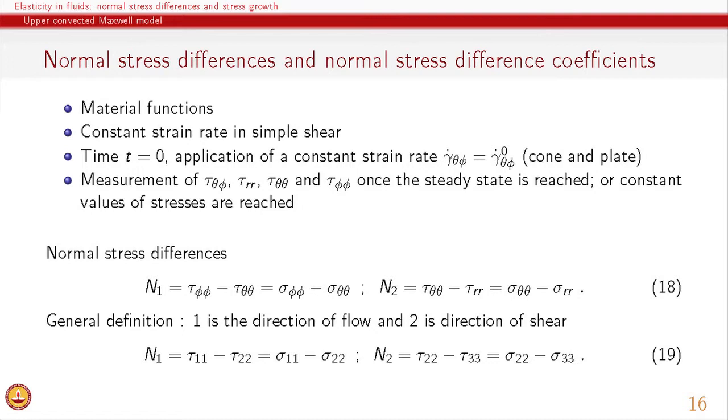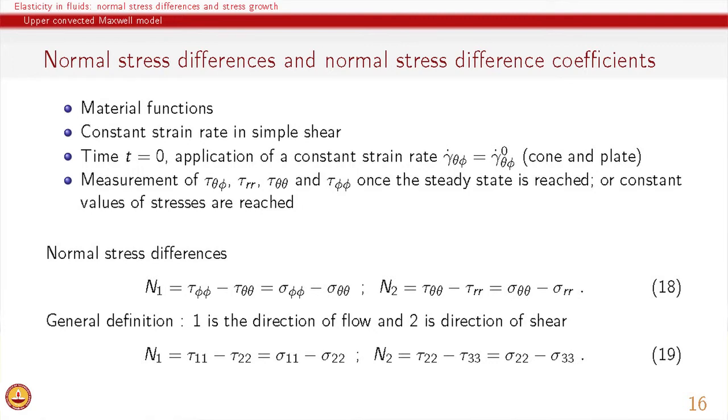So, therefore, N1 is defined as tau 11 minus tau 22, or sigma 11 minus sigma 22, and similarly the second normal stress difference is defined as tau 22 minus tau 33, and sigma 22 minus sigma 33. So, given these definitions, we can see that for the upper convected Maxwell model, N1 is shown to be non-zero, however, N2 is shown to be 0.